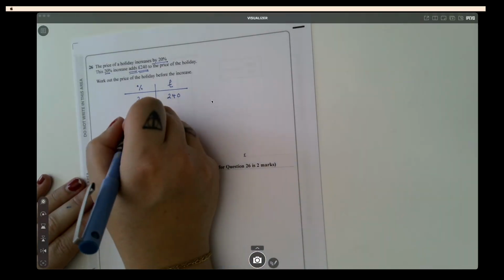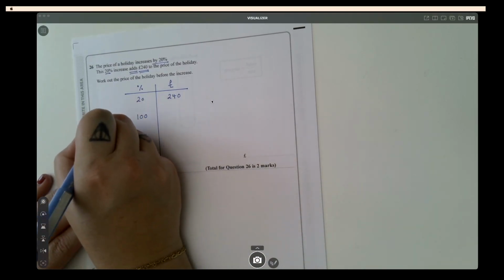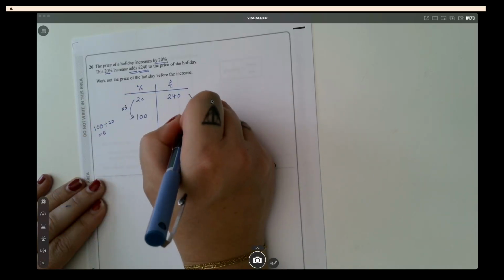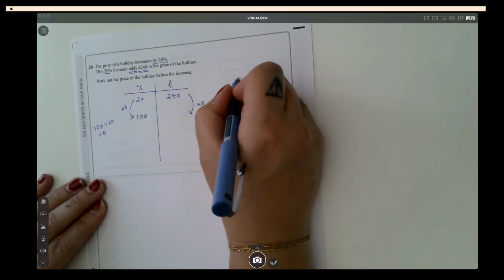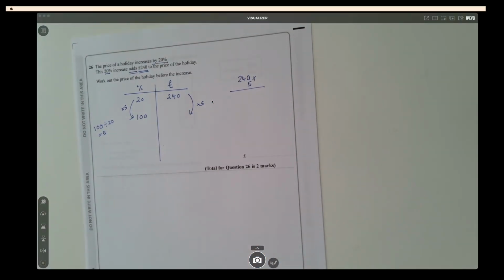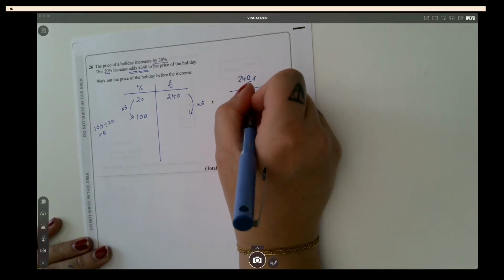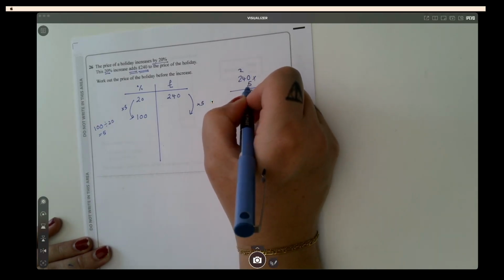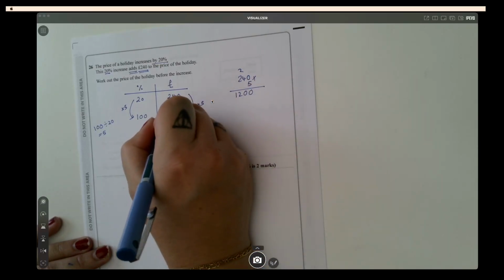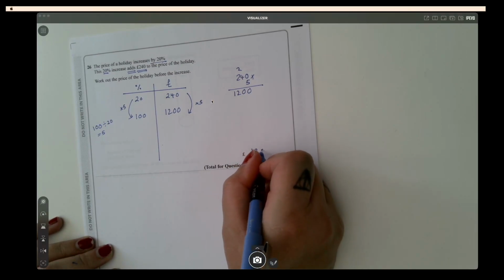So I want to get to 100% because that's the original price. 100 divided by 20 is 5. So if I multiply by 5, so 240 multiplied by 5, that should tell me the original cost. So 5 times 0, 5 times 4, 5 times 2 is 10 plus the 2. So the original cost is £1,200.